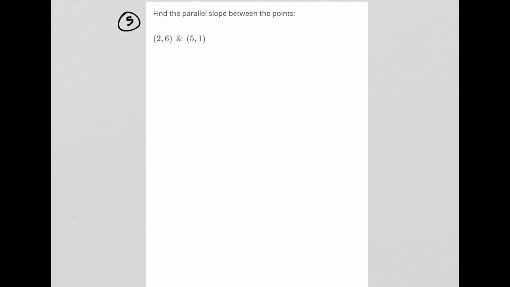Number 5, you're finding the parallel slope between the points. So before you can find the parallel or perpendicular slope, you have to find that original slope. This does happen to be the same set of points from number 4. So our slope there was negative 5/3.